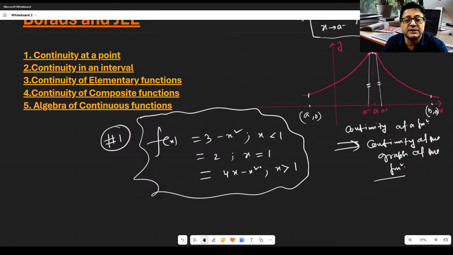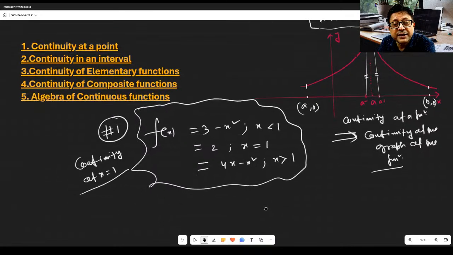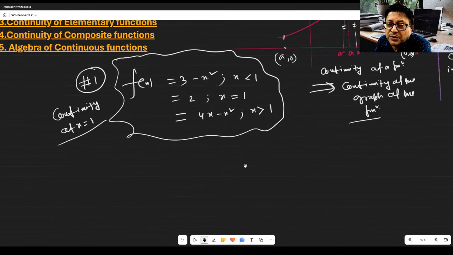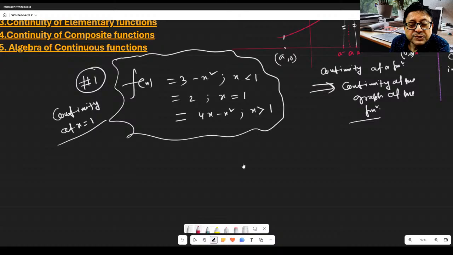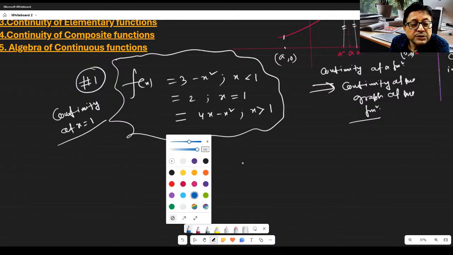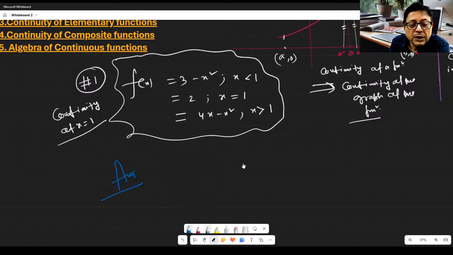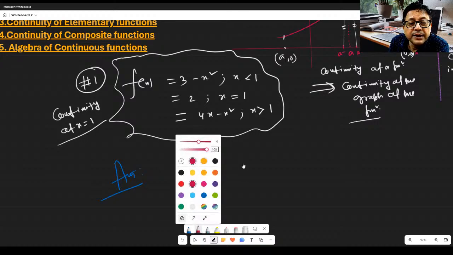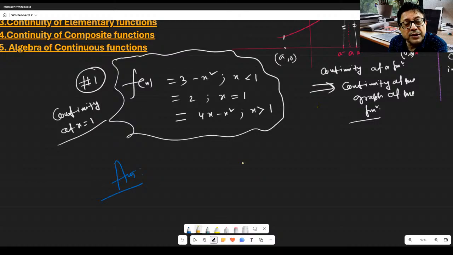I am talking about the point first. Interval will come later. You understand continuity at a point. So what you are going to do here? Check continuity at x equal to 1. Alright. You are going to check continuity at x equal to 1. So start answering this. For continuity, we will be finding the left hand limit, the right hand limit and the functional value.